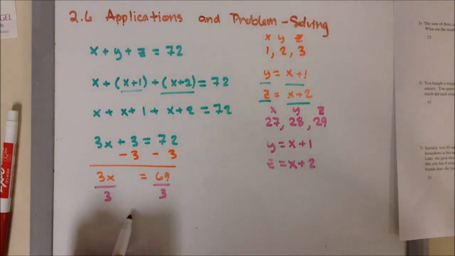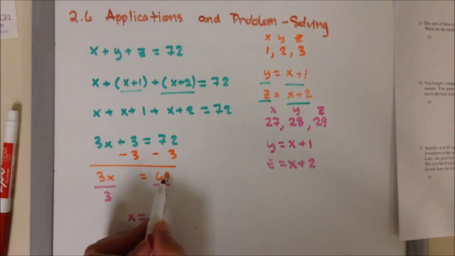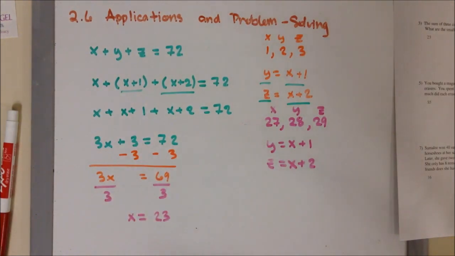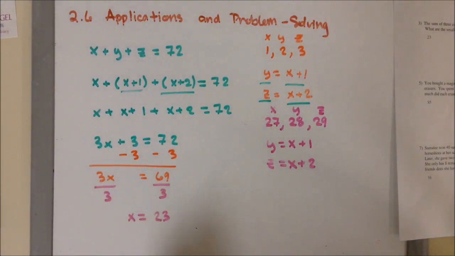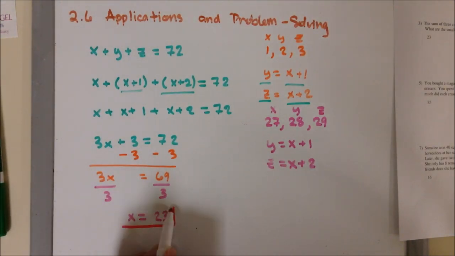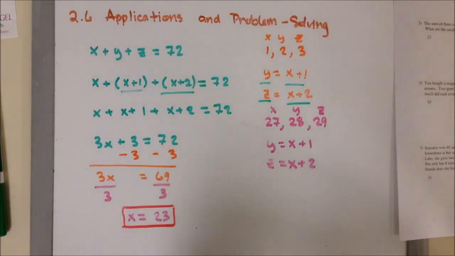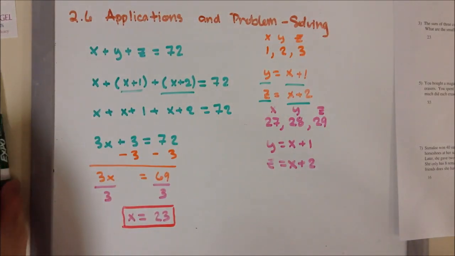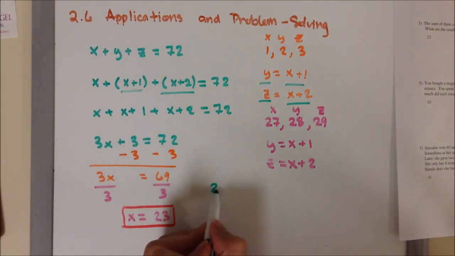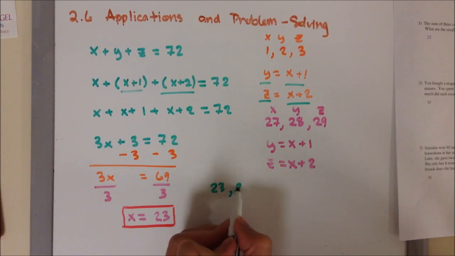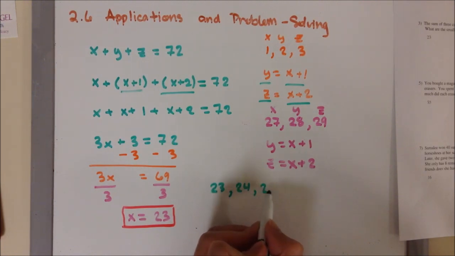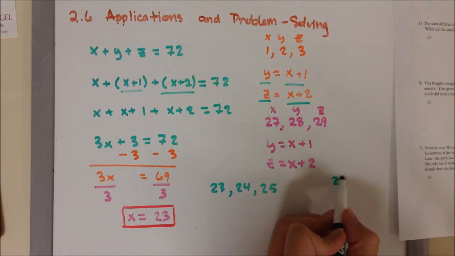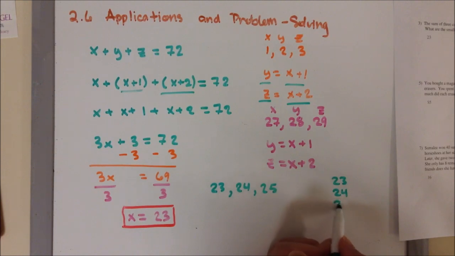So my x will be 69 divided by 3, which is 23. So my final answer is x equals 23. Now the reason I stopped here was because, let's plug in 23 for x. It says consecutive numbers, that means 24 and 25. If I were to add these numbers, I'm going to do 23, 24, 25.